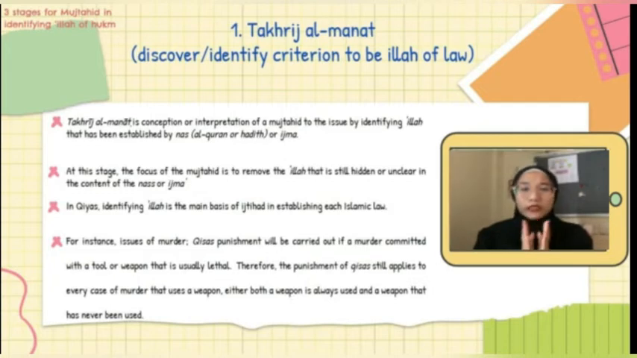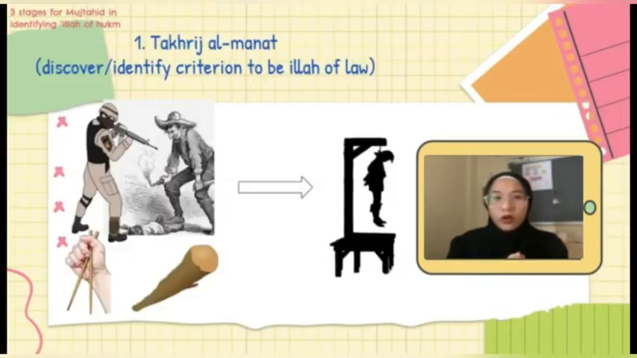Okay, some of us know that in qiyas, identifying illah is the main basis of ijtihad in establishing each Islamic law. For instance, qiyas with the issue of murder. Qisas punishment will be carried out if a murder is committed with a tool or weapon that is usually lethal. Therefore, the punishment of qisas still applies to every case of murder that uses a weapon, either a weapon that is always used or a weapon that has never been used before.